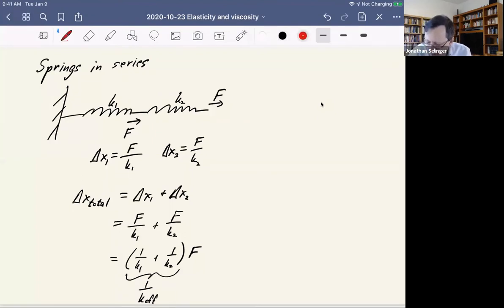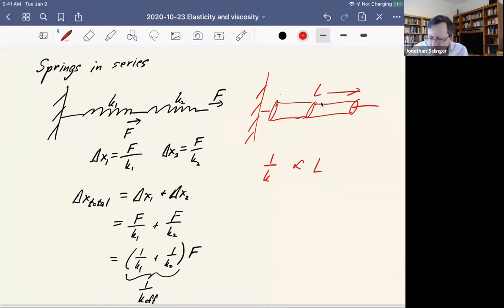Okay, and the same kind of thing applies if you have a block of material. So if we have a block of material and we make it longer, right? So instead of the original length, we make it longer, then 1 over K is proportional to the total length of the material. So if you make the total length longer, 1 over K gets bigger. So K gets smaller. So K is proportional to 1 over L.